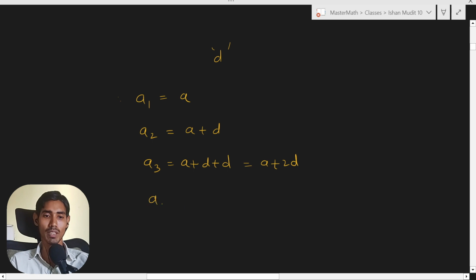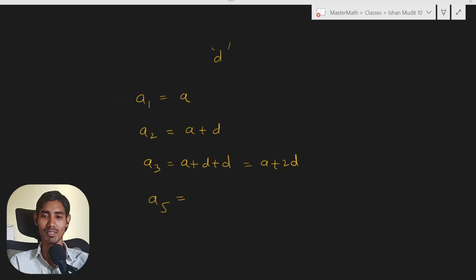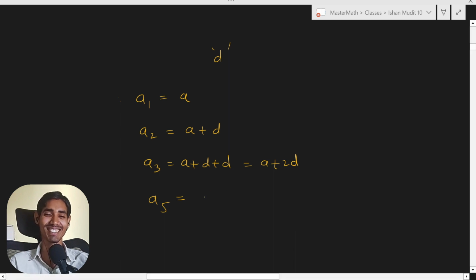So, can anyone tell what is going to be A5? A plus 4D. You raise your hands. Don't tell the answers. You're not just one or two people now. There are multiple people, and they may sue you, okay? So, beware. Infringing others' human rights.